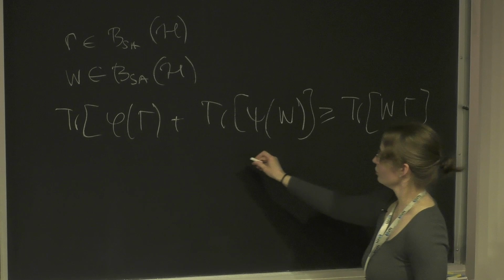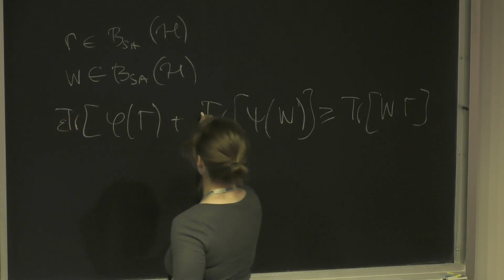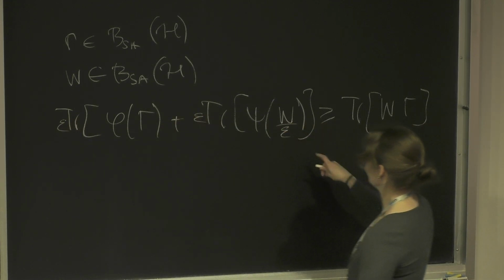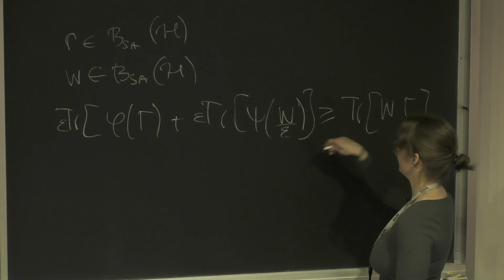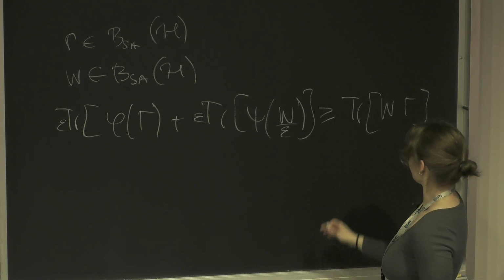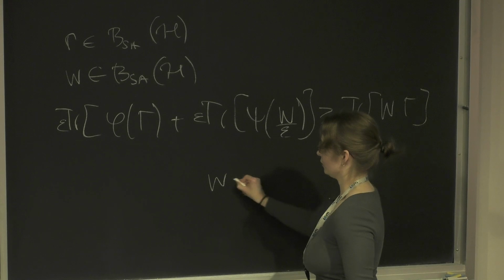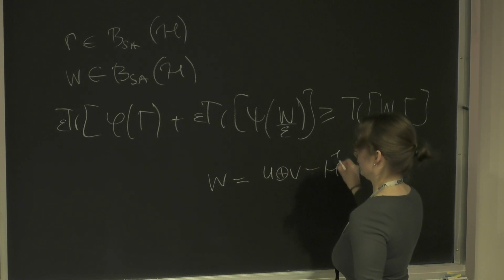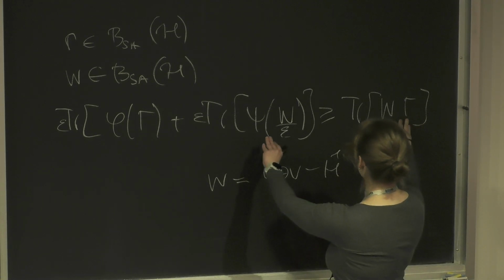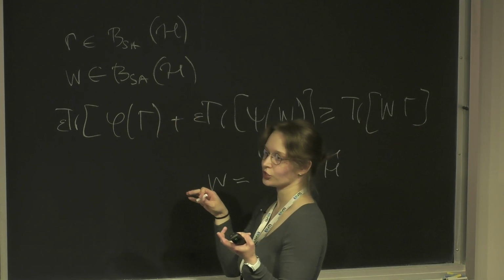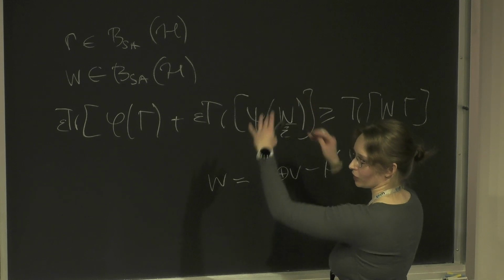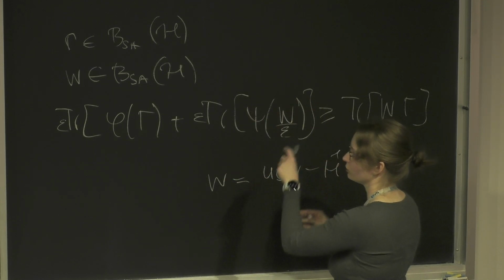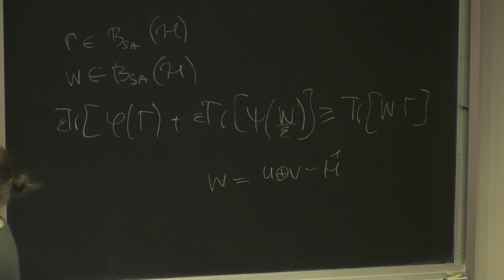And what we try to do is we multiply everything by epsilon here and divide by epsilon there. And we choose specifically W of the shape U plus V minus H. And then if gamma has the correct marginals, then if we reorder things around, we get that the primal is bigger than the dual.